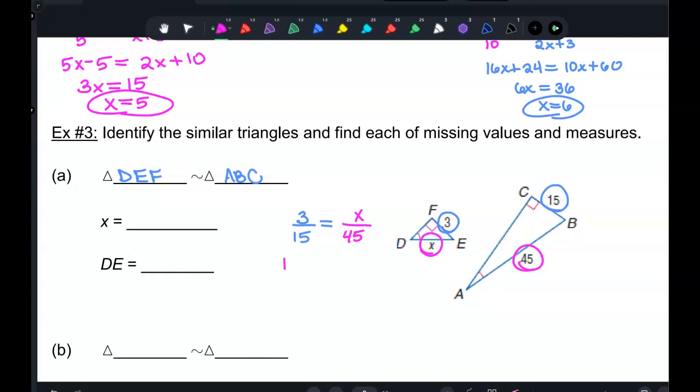We can cross multiply, we get 15x equals 3 times 45. So that's going to be 135. I'm going to divide by 15, and we get x equals 9. And then DE happens to just be x, so that's going to be 9.